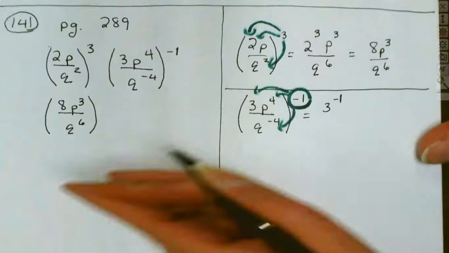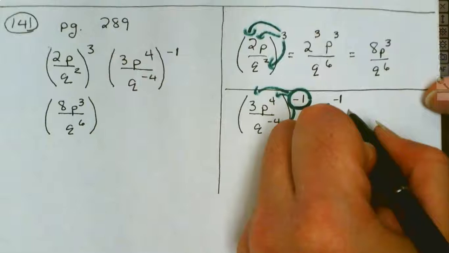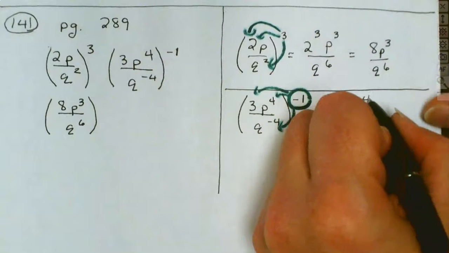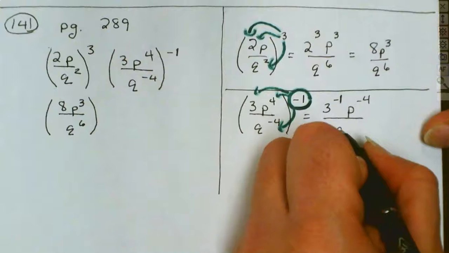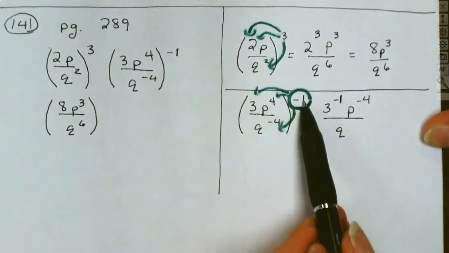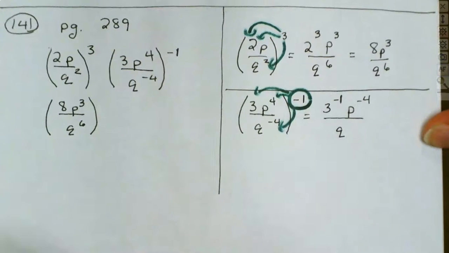So that's 3 to the negative 1st, p to the negative 4th, over q. Now what's going to happen here? Negative and negative makes it then a what? Positive.